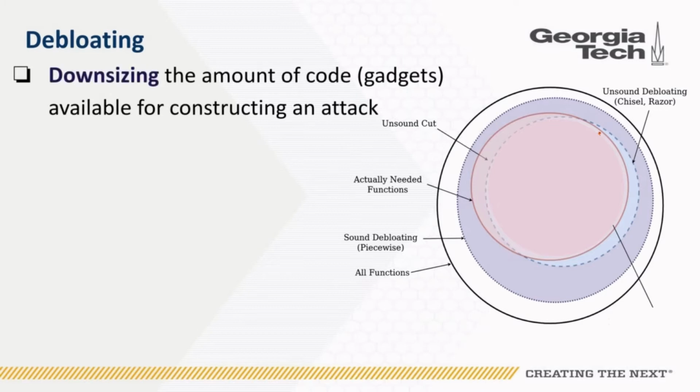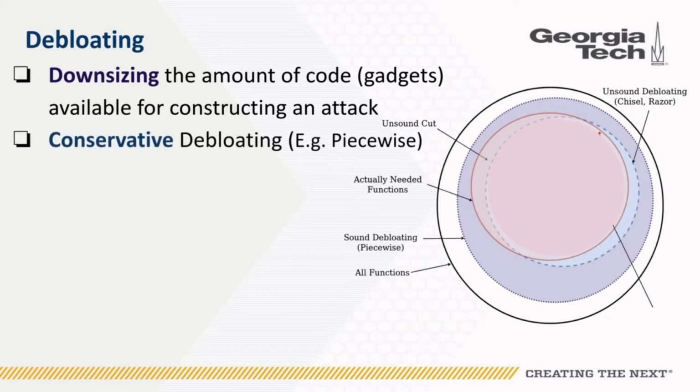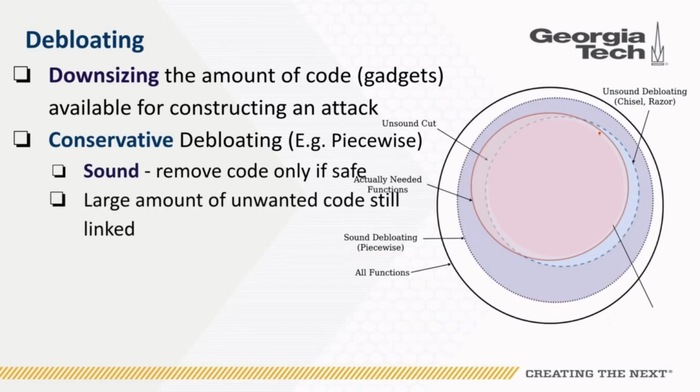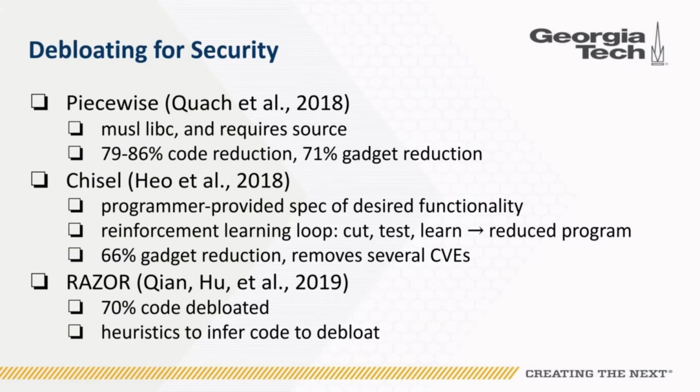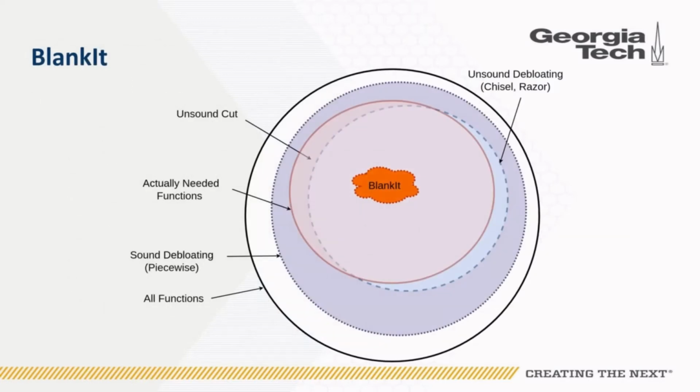Debloating is downsizing the amount of unwanted code that is available for constructing an attack. Current security debloating approaches can be classified into two categories. Conservative ones that remove only those functions whose removal is deemed safe, for example piecewise compilation, or aggressive ones which can break soundness and can lead to crashes, for example Razor or Chisel. Also, in terms of gadget reduction, these approaches debloat only about 60 to 80% of the attack surface and also do not handle glibc.